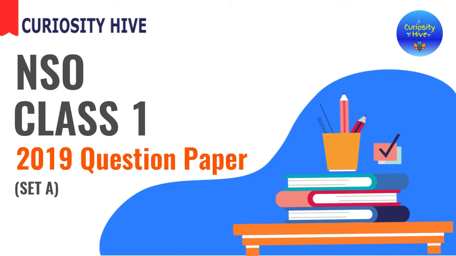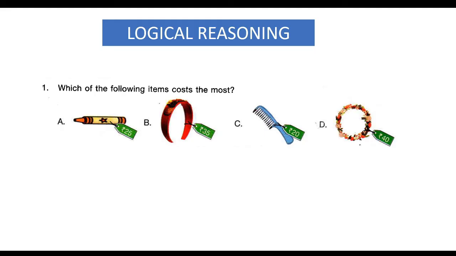In this video, we will solve NSO Class 1 2019 question paper Set A. So let's start with the first section, logical reasoning. Question 1. Which of the following items cost the most?